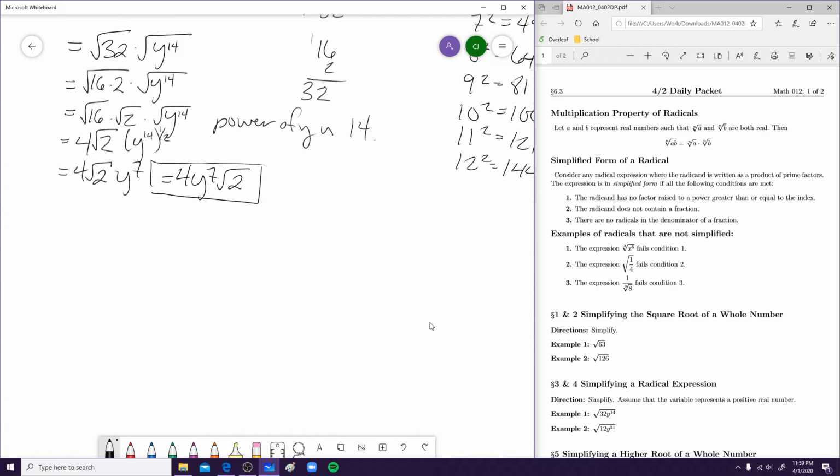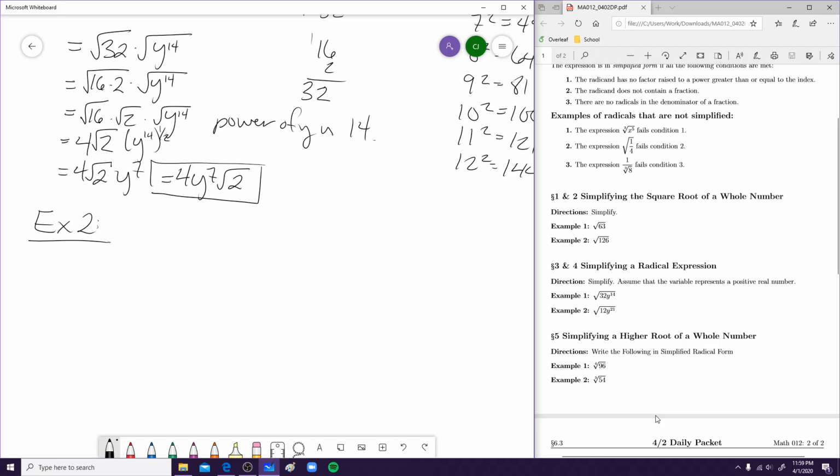Now for the second example, example 2, we want to simplify the square root of 12y to the 21st. So again, let's apply the multiplication property. The square root of 12y to the 21st can be rewritten as the square root of 12 times the square root of y to the 21st.